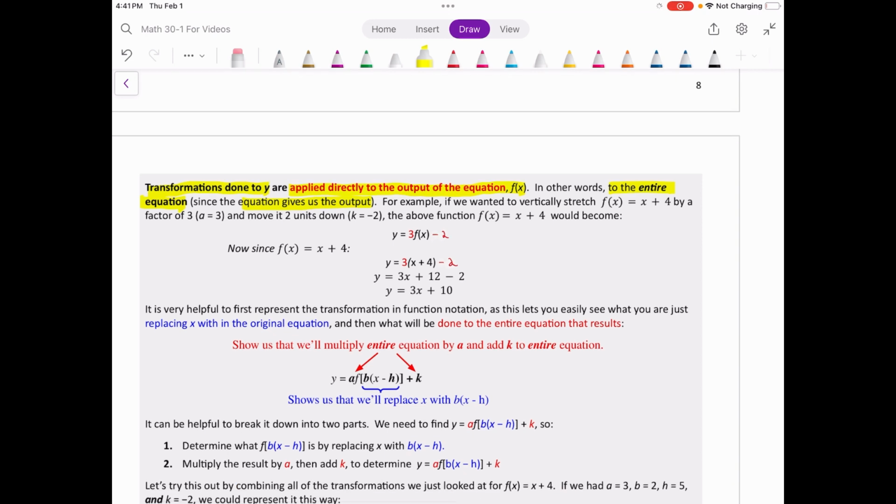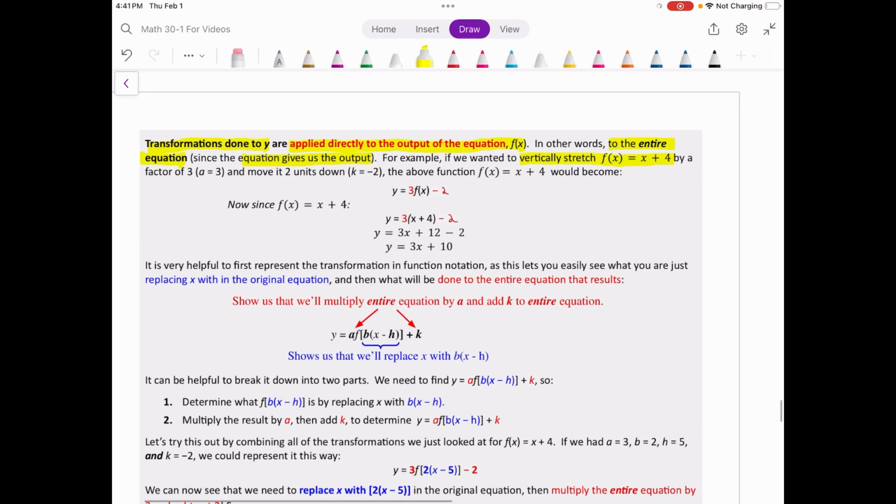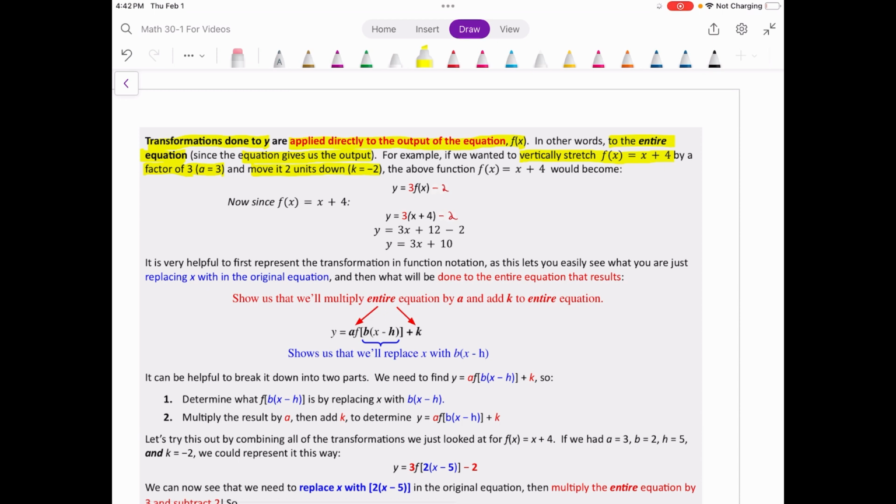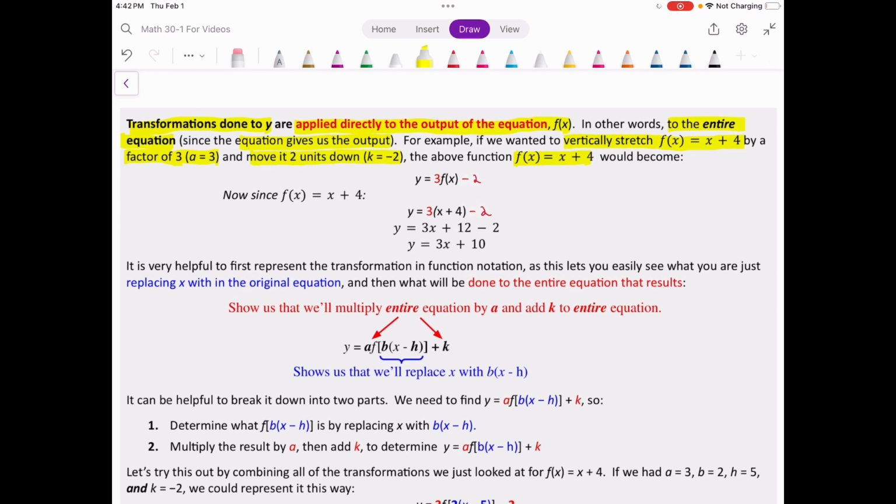So, for example, if we wanted to vertically stretch f of x equals x plus 4, the same function as we were just looking at, by a factor of 3, so that our a is 3, we're going to multiply every y value by 3, and then move it 2 units down, so our k is negative 2. We're going to shift every y value down by 2, subtract 2 from each y value. Then the above function, f of x equals x plus 4, is going to become y equals 3 times f of x minus 2.